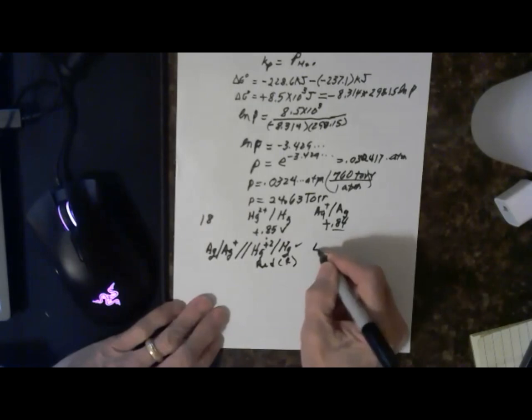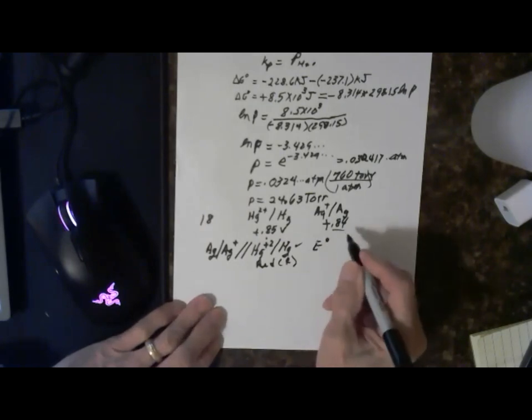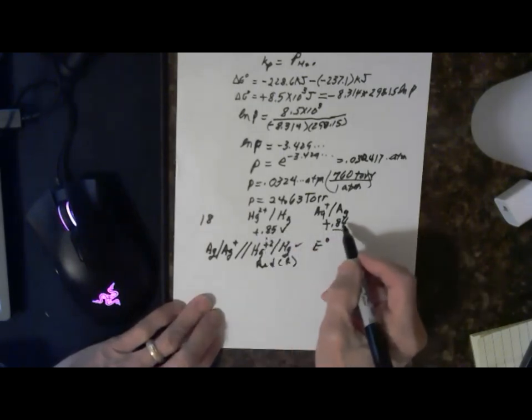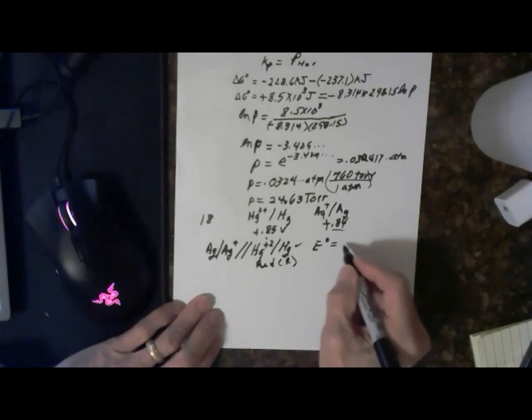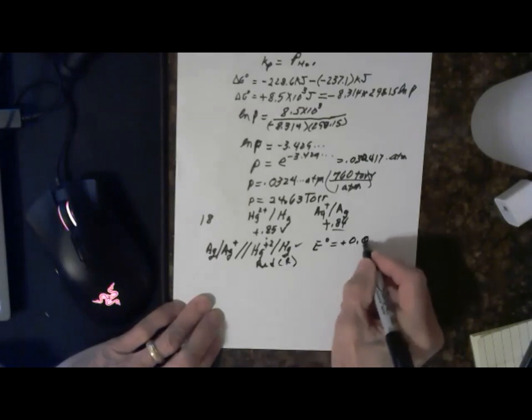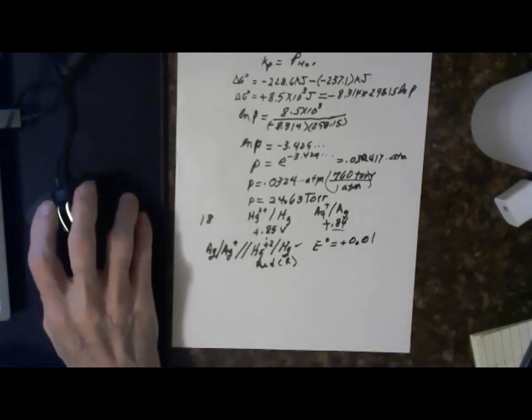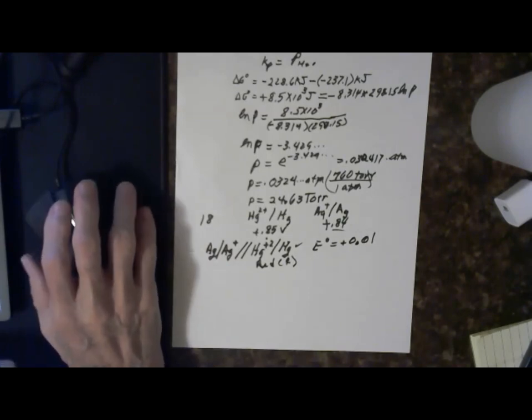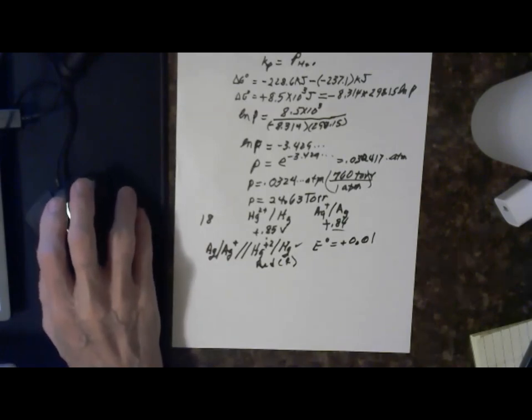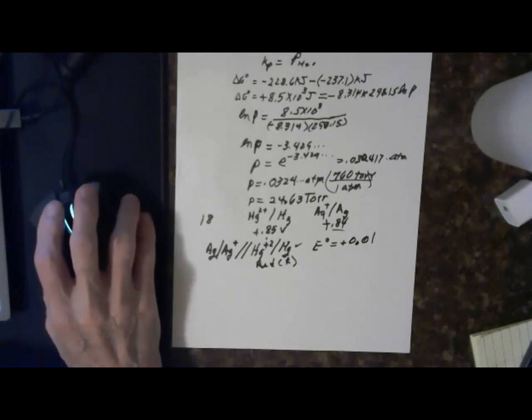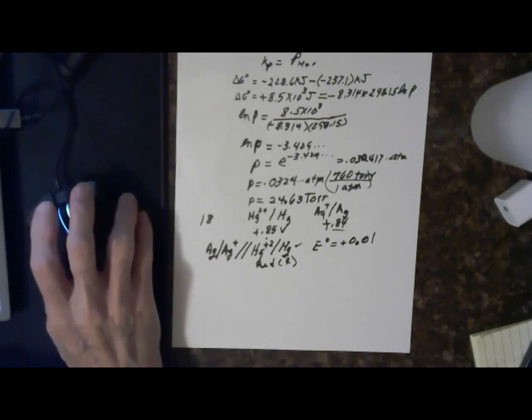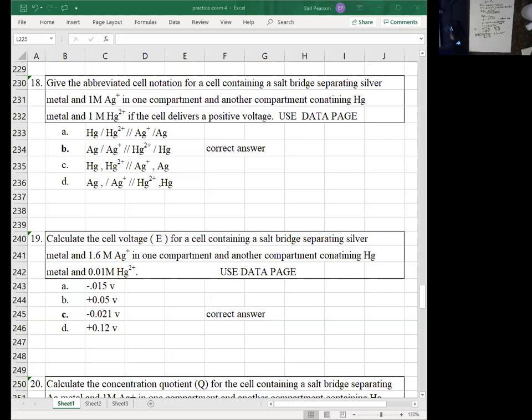And if I want to write down the E0 for that, we had plus 85 minus 84 gives us plus 0.01. So that'll be the voltage of that cell when it actually is delivering current at standard concentrations. Let's go take a look at our screen again and see that that's what we have. Yes, the correct answer is B.